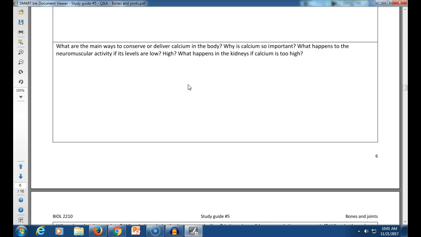How can you conserve calcium or deliver it in the body? What can you do to increase the calcium levels in the body? Eat it. You can eat it. It will increase the deposition to the bones, but if you don't eat enough, the bones will still become brittle.